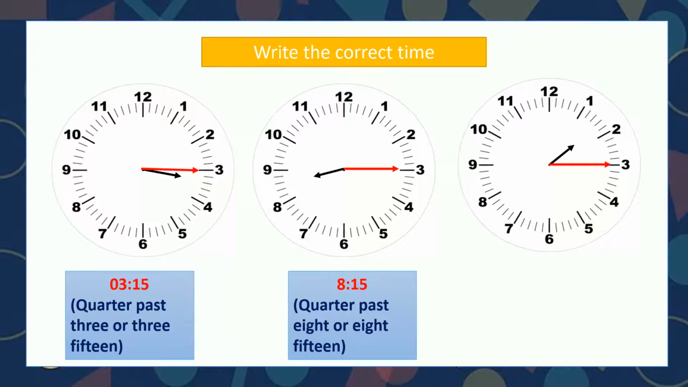8:15. The hour hand is between 8 and 9. The minute hand is at 3. So the time is 8:15 or quarter past 8.